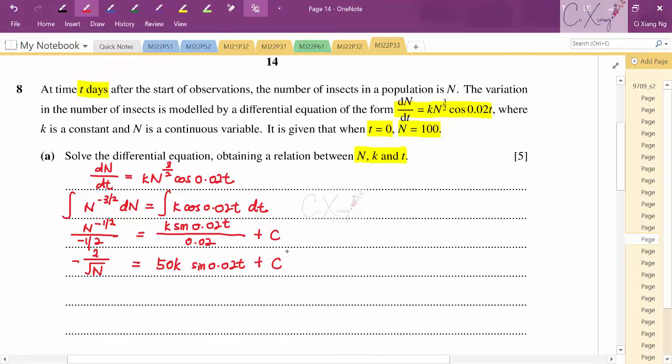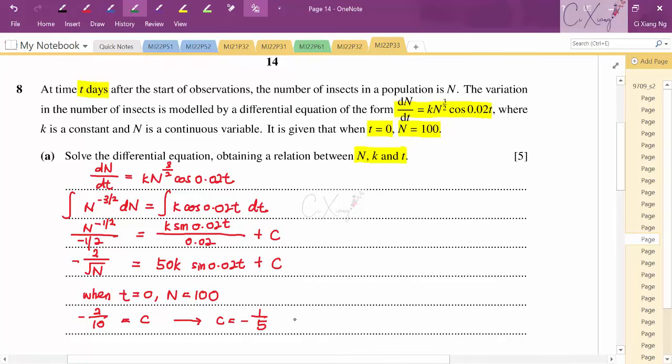c first. Okay, so it is given that when t equals to 0, n is equal to 100. Substitute t equals to 0 and also n equals to 100. I'm having negative 2 over 10. Substitute t into the sine 0.02t, you will get a 0 here. So very obvious your c is equal to negative 2 over 10. Or you can rewrite it, c equals to negative 1 over 5.